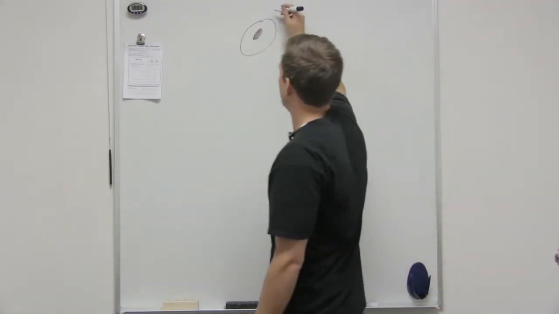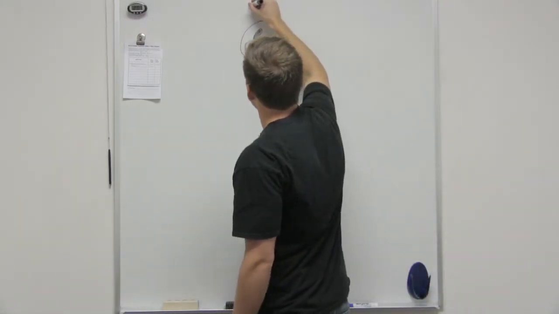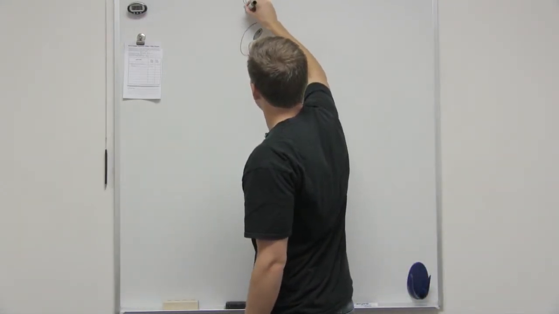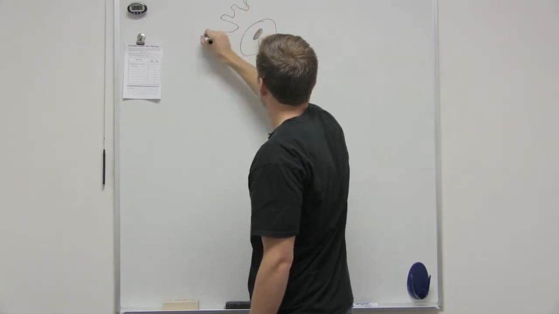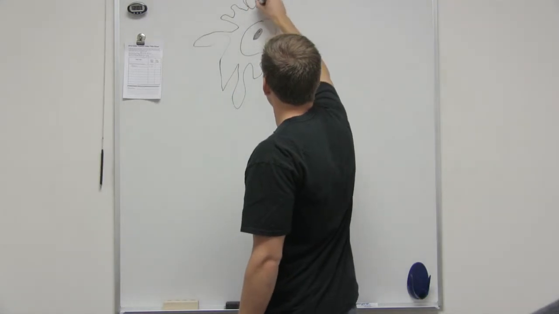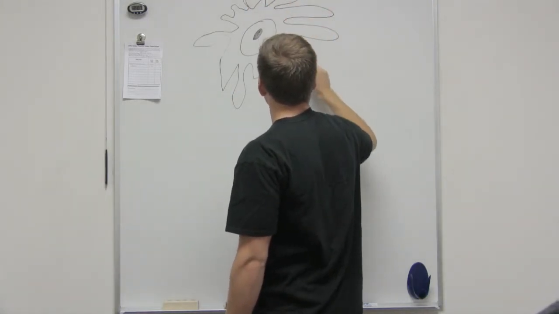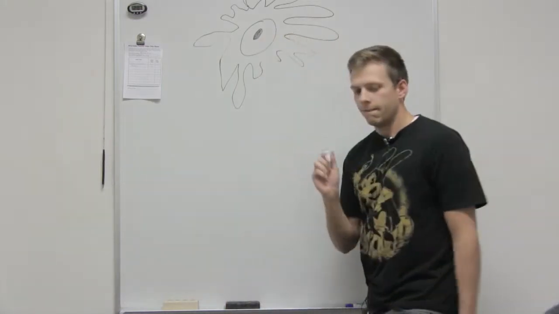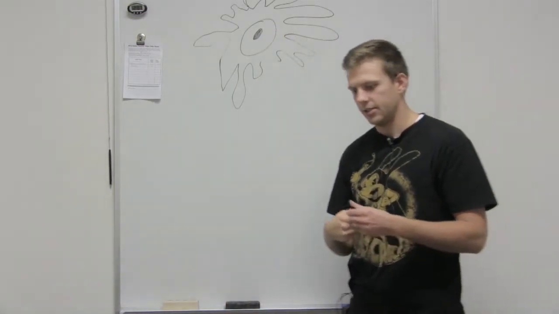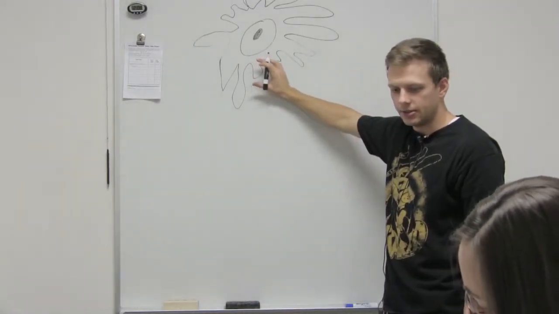And then around that, what do we have? The dendrites. And those are what puts information in. Is that what stores information? No. So the dendrites don't store information. They receive information. The dendrites will receive information.